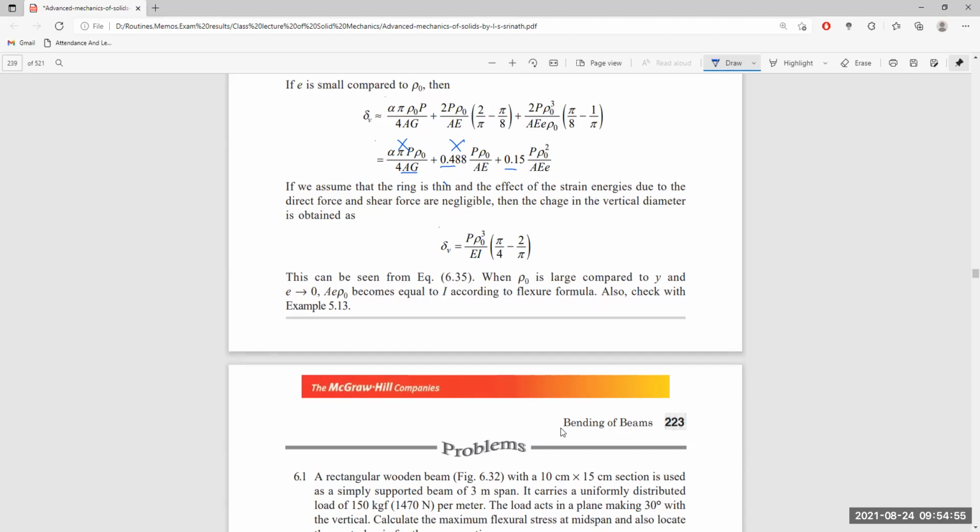So we have finished the chapter on bending moment, bending of beams here. From tomorrow, we will go to thermal stresses.